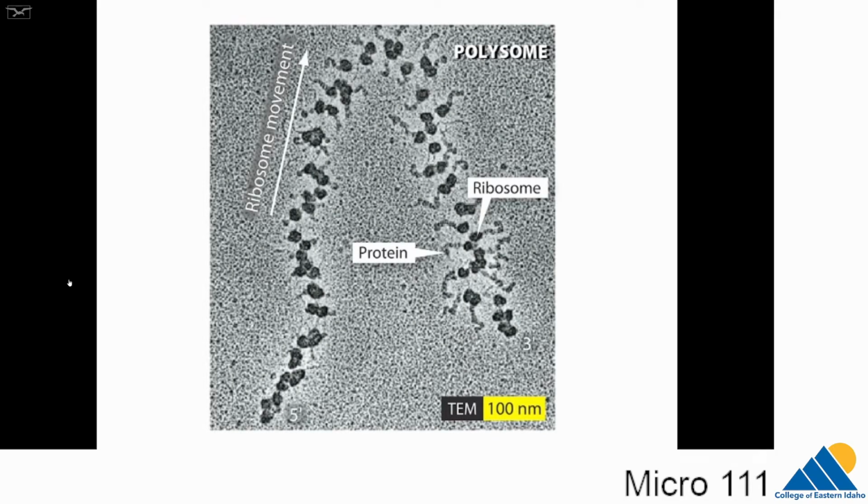This electron micrograph shows a polysome. Notice how the ribosomes farthest from the 5' end, the beginning of the mRNA, show the longest growing peptide chains.